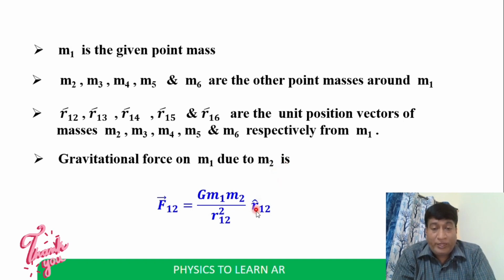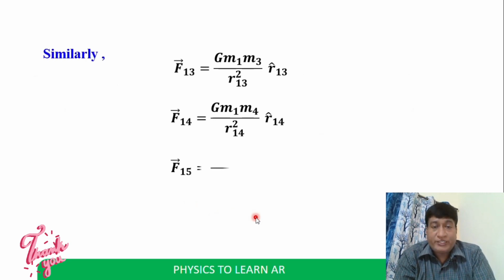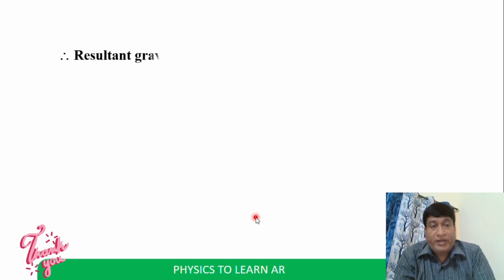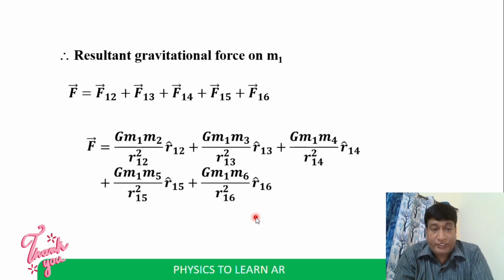This r12 cap tells the direction. Similarly, we can write it like this for F13, F14, F15. By adding all this, the resultant gravitational force on m1, F bar, is equal to F12 bar plus F13 bar plus F14 bar plus F15 bar plus F16 bar, which we can get.